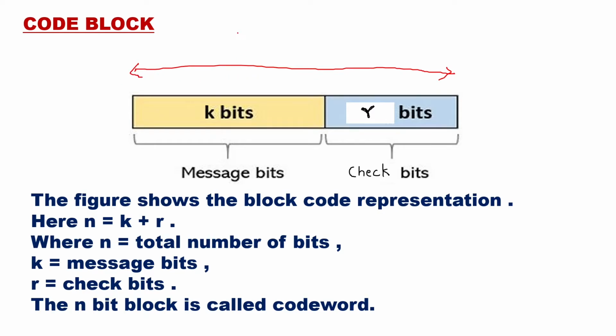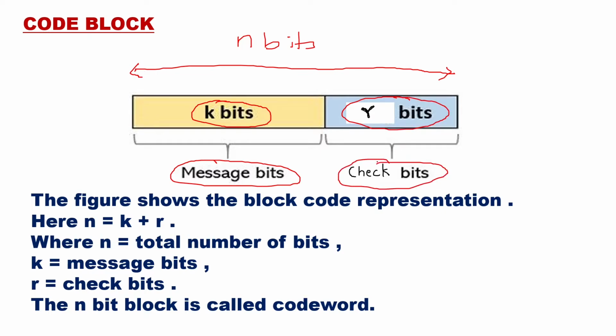Okay, so these are your n bits. Now, what these n bits have is k message bits and r check bits, r number of check bits. So here we have given that n is equal to k plus r. This n is equal to message bits plus the check bits.